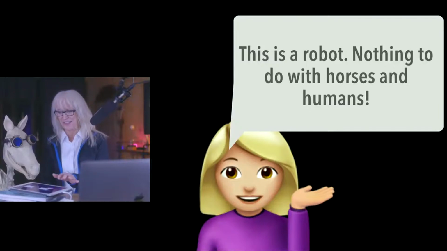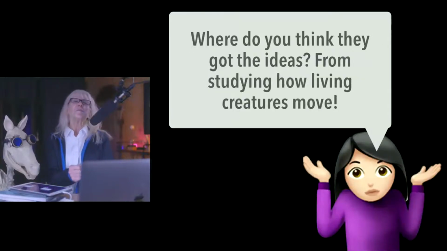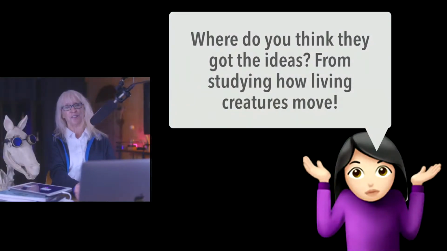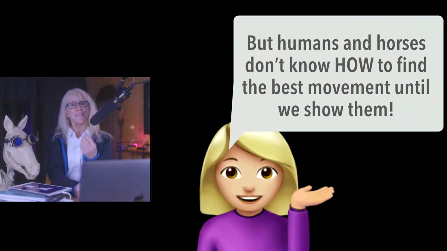Robot, what does that have to do with horses? Because that's where they looked. Well, not horses, but living creatures. They looked at how living creatures are so adaptable. How do they do it? It seemed miraculous. And yet we don't appreciate adaptability.